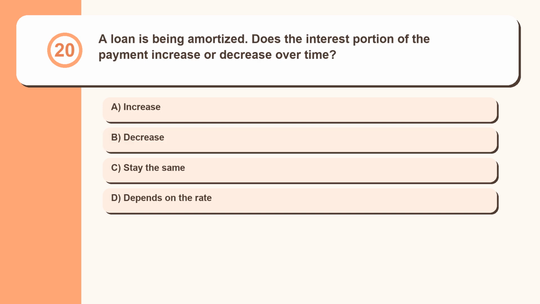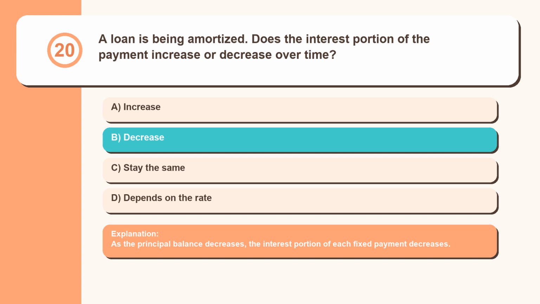Question 20. A loan is being amortized. Does the interest portion of the payment increase or decrease over time? Increase, decrease, stay the same, depends on the rate. As the principal balance decreases, the interest portion of each fixed payment decreases.